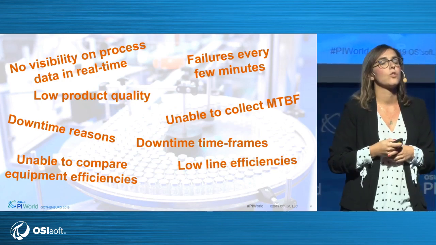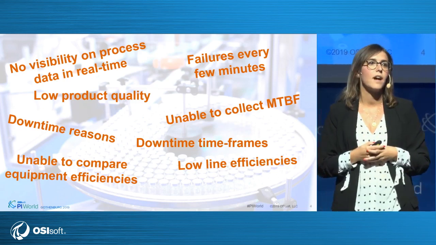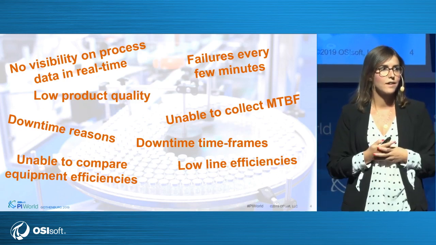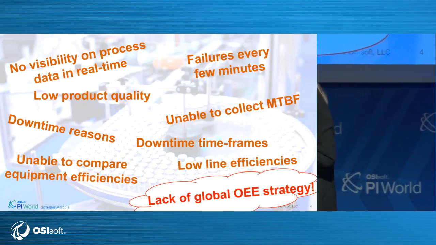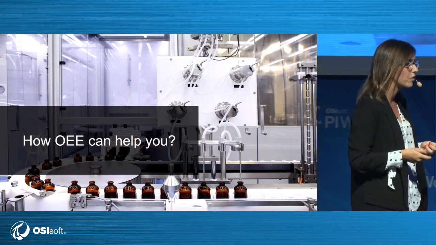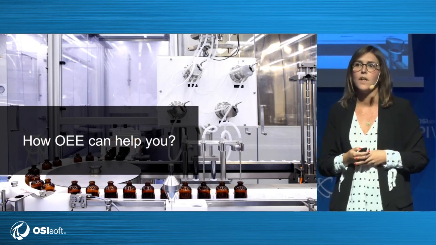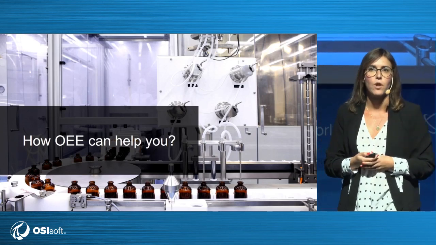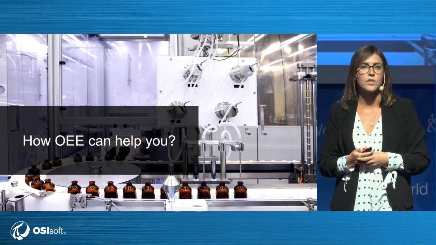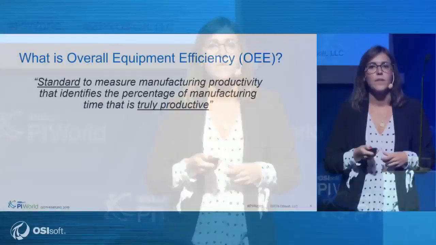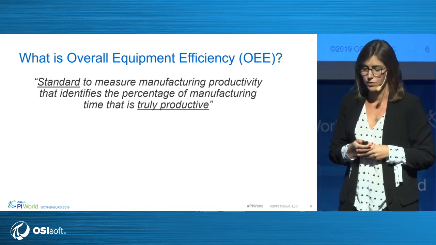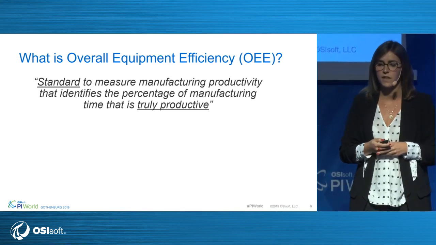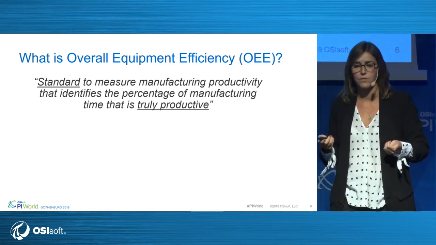So overall, they wanted to improve line efficiency, quality, and have more uptime. So this looks like an OEE strategy, right? This is precisely what they didn't have. So I'm talking a lot about OEE. Most of you, I believe, know what it is, but just before going ahead with the solution deployed and the step-by-step recipe on how we can introduce that, let me do a quick recap on what this stands for. So OEE is what we call overall equipment effectiveness, and it's a standard to measure manufacturing productivity that identifies the percentage of manufacturing time that is truly productive.